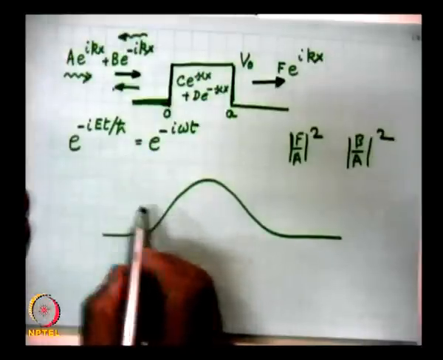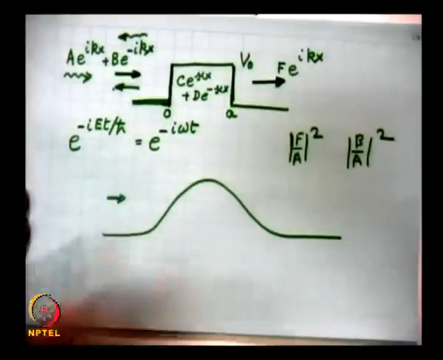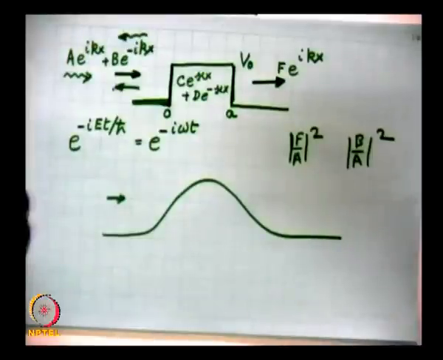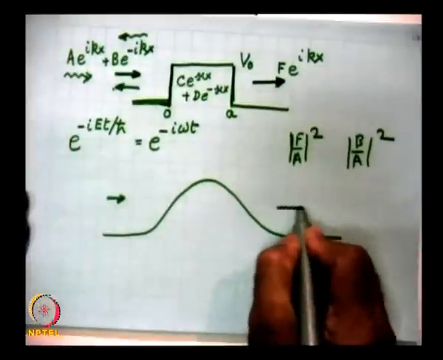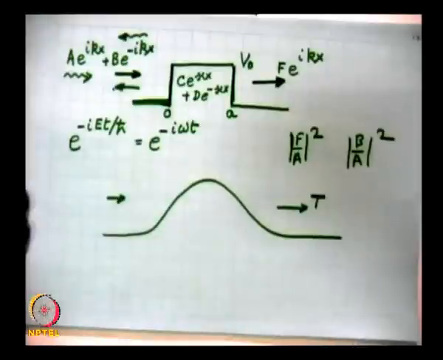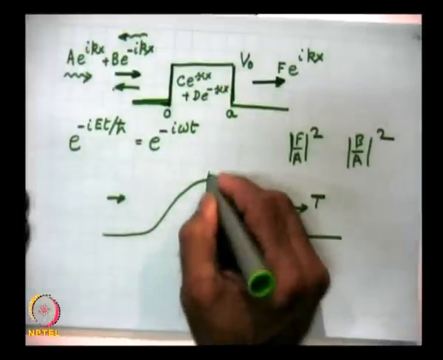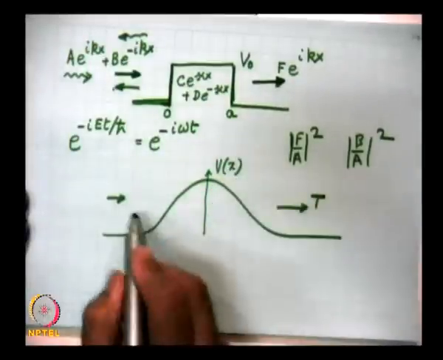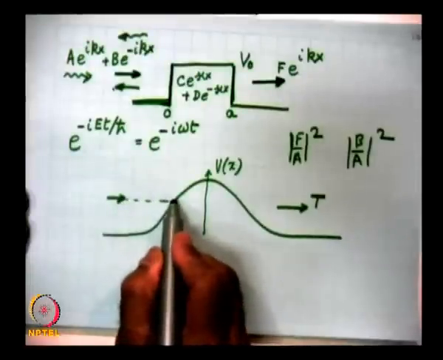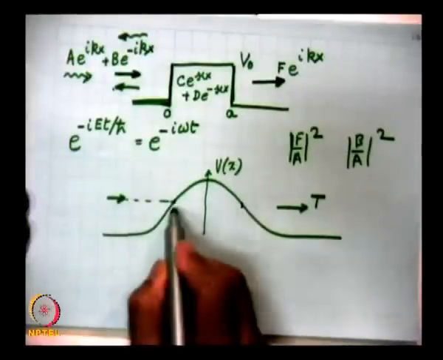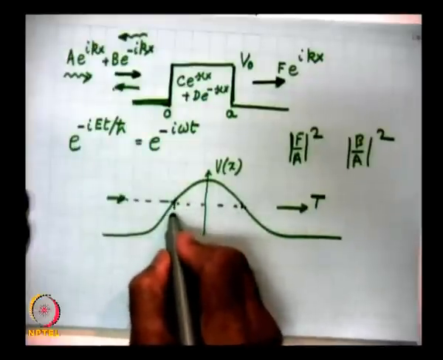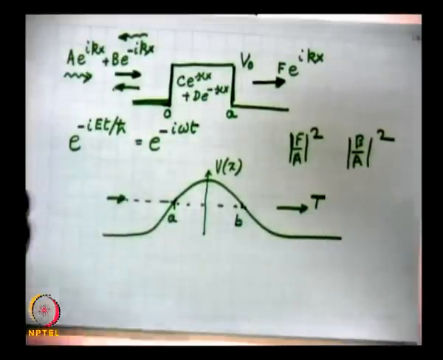So, if you have a potential like this, if a particle is incident with a certain energy E, then there is a certain probability of it getting tunneled through the barrier, and what we would like to do is to calculate the tunneling probability using the WKB result. So, this is the V of x variation, and the points at which E is equal to V of x are, as I had mentioned earlier, the classical turning points A and B. Why is it a turning point?